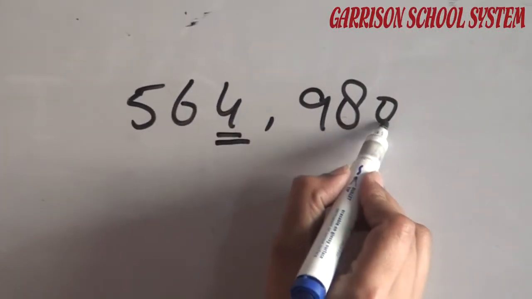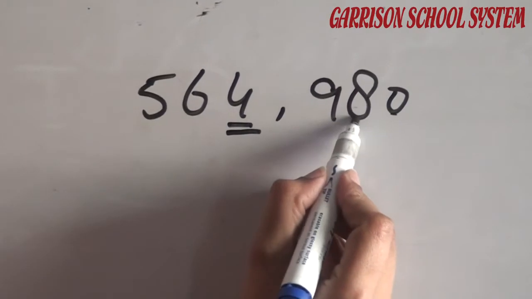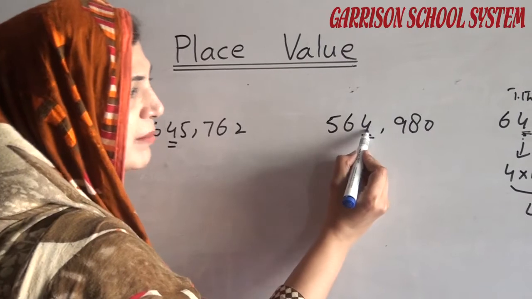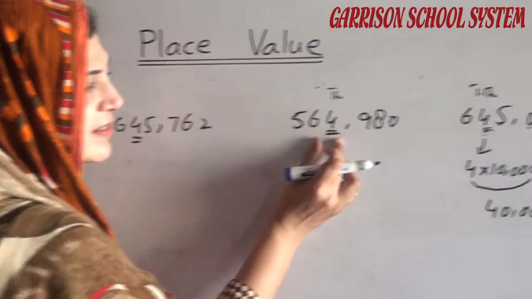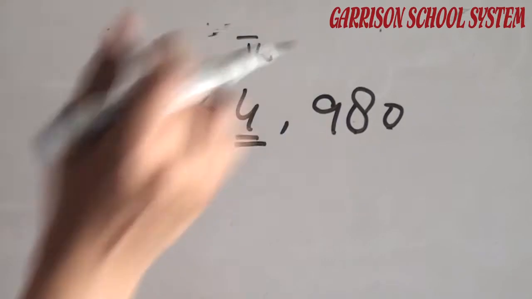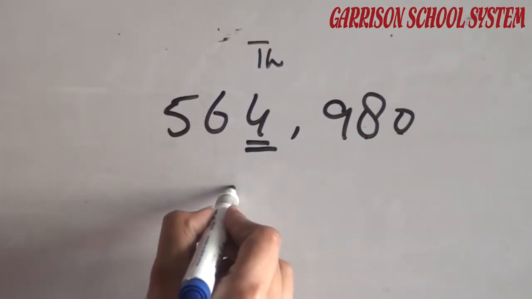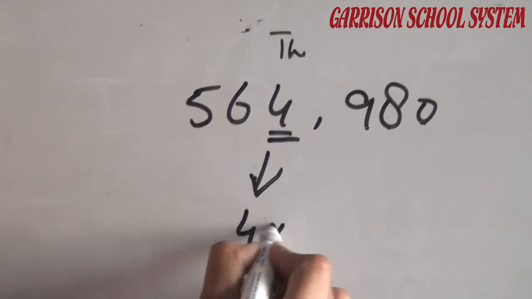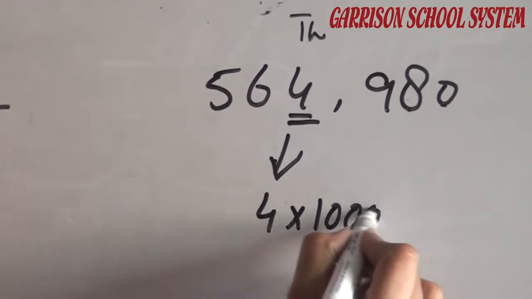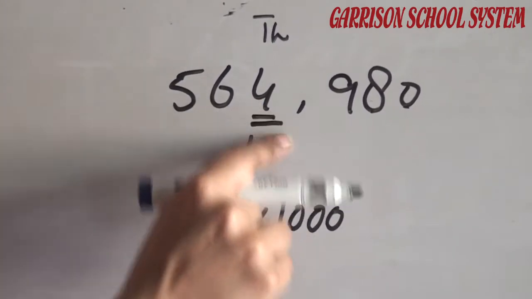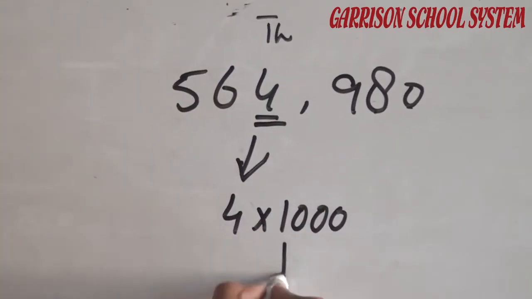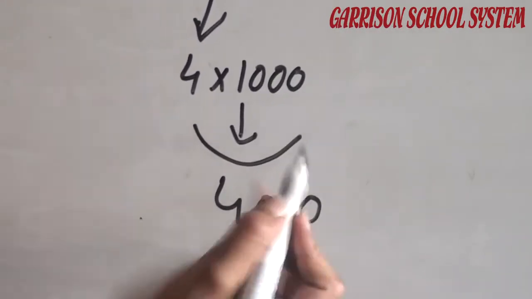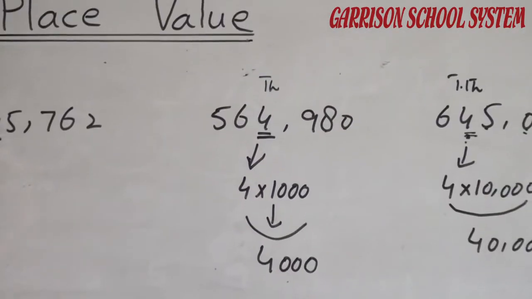Now come to this number. This is the number which is in the 1's place. This is the 10's place. This number is the 100 place. This number is the 1000 place. This is the 4, and 4 is in the 1000 place. So what will we do? We will multiply 4 by 1000. So the value of the 4 will come 4000.